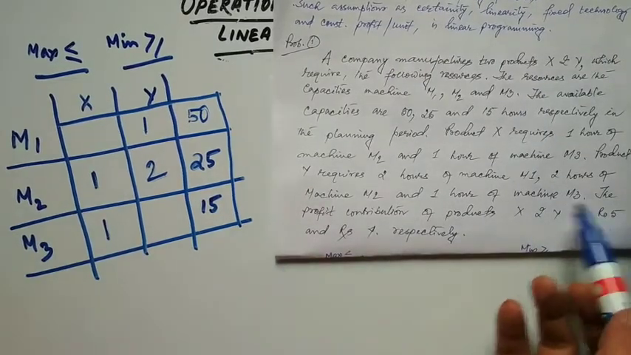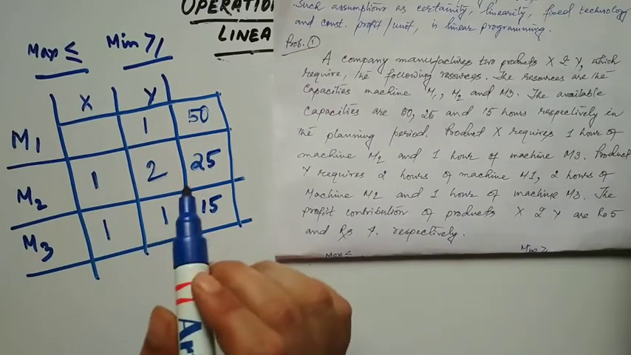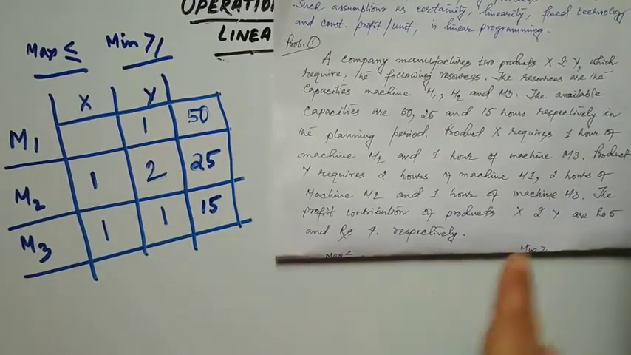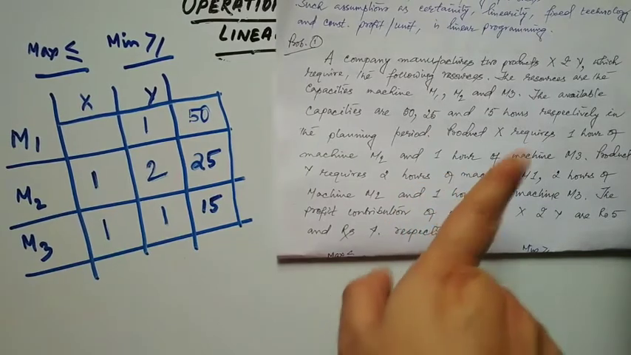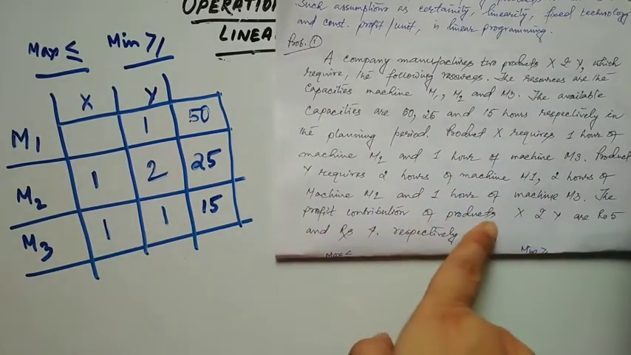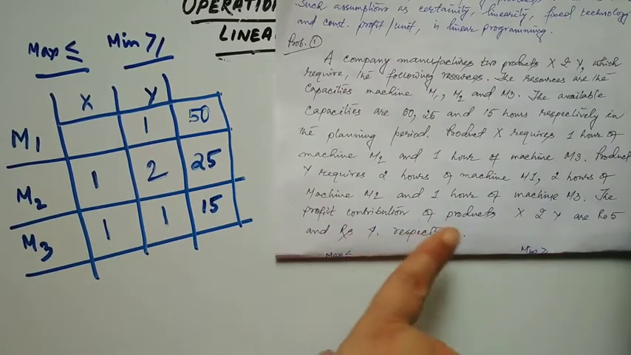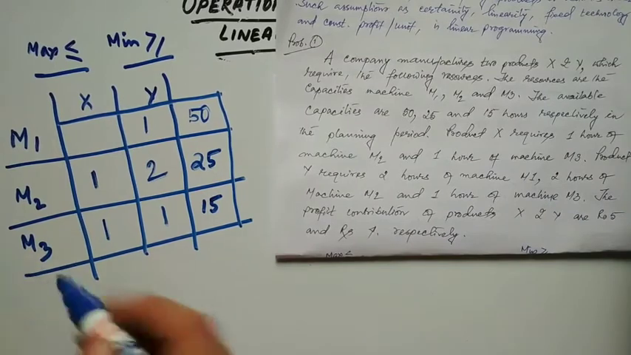Next, 1 hour of machine M3. So now you have written all the resource allocations. Now what does it say? The profit contribution of products X and Y are rupees 5 and 4 respectively. So you can write it over here like that.